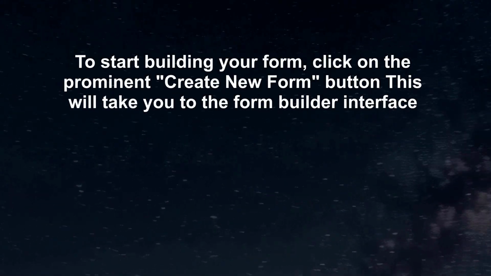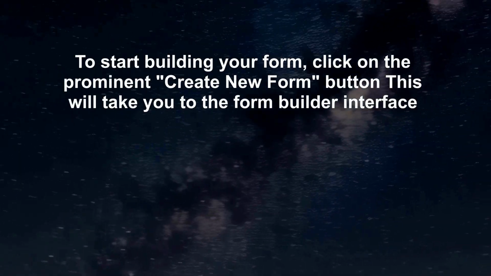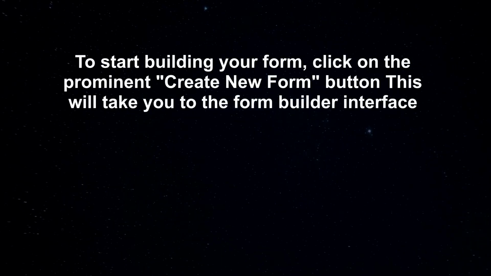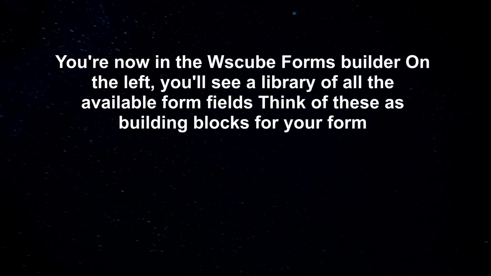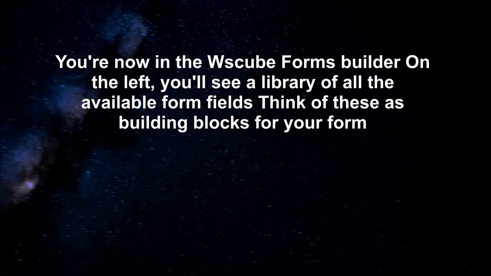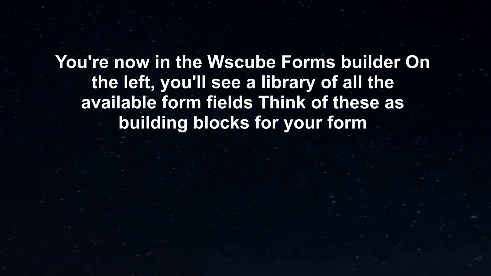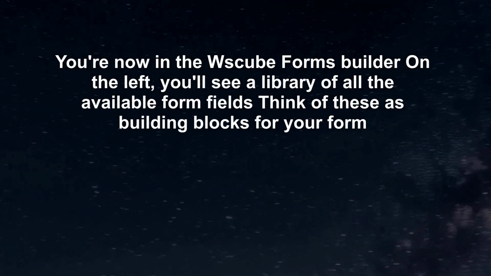To start building your form, click on the prominent Create New Form button. This will take you to the Form Builder interface. You're now in the Wscube Forms Builder. On the left, you'll see a library of all the available form fields. Think of these as building blocks for your form.